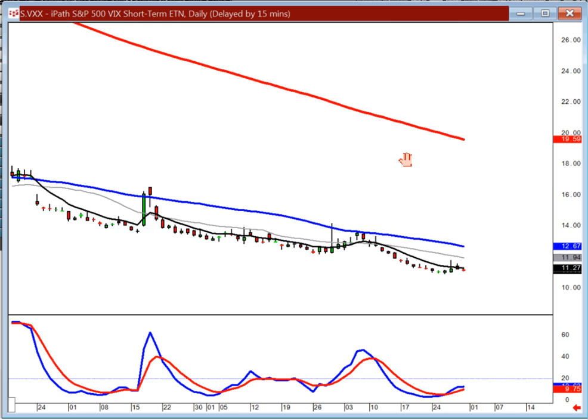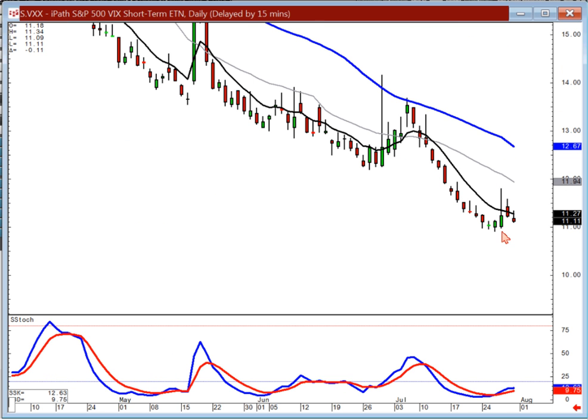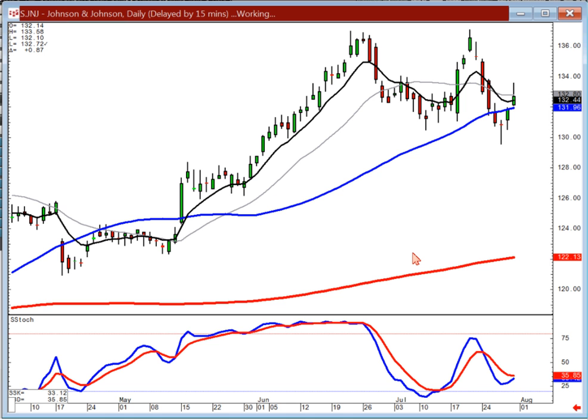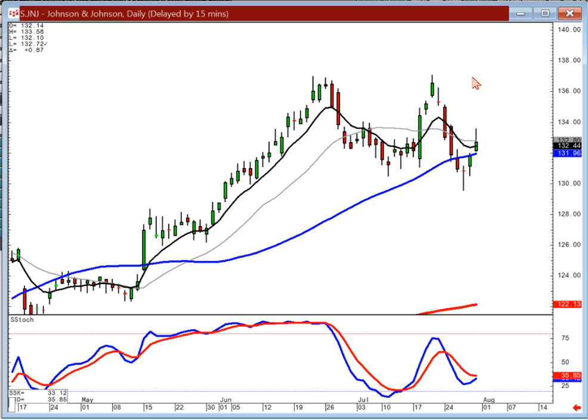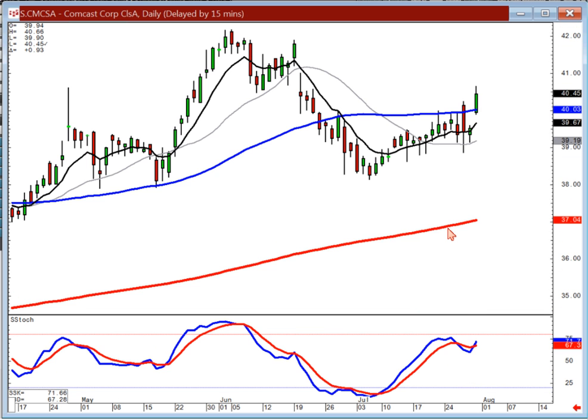The VIX still hasn't been able to get back up above the T-line. If you're short on this one, you stay short. Johnson & Johnson, still not going to be a very exciting trade, and probably not real exciting until they can get up through this level because you're, again, in this kind of sideways congestion. So I would be trading something else until it can break out to the upside.